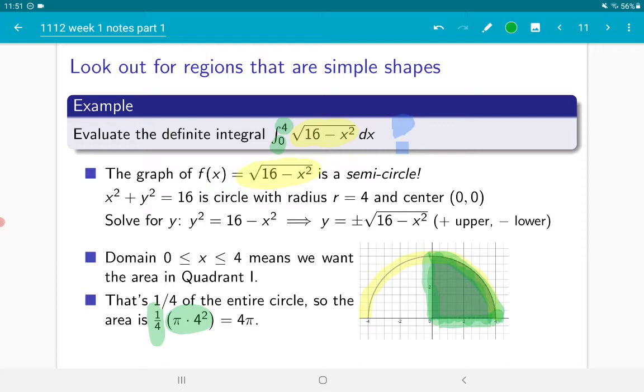Now, a little bit later in the course, we're going to learn some algebra techniques to see how to solve this problem in a slightly different way, but I hope you see that right now, this is pretty much the easiest way to do this. So that's my title here: look out for regions that are nice, simple shapes that we already have area formulas for.